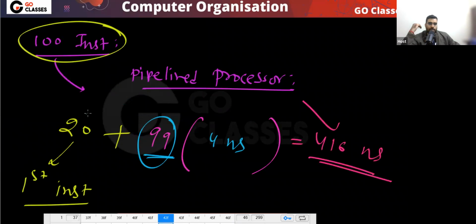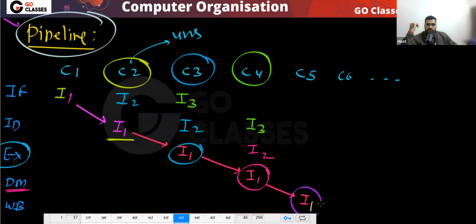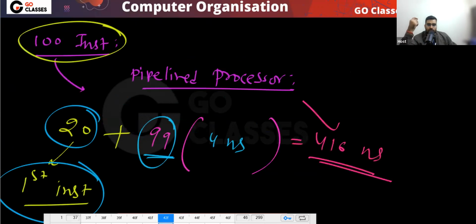So in the pipeline, what will happen? For the first instruction, you will take 20 nanosecond, but after that, in every cycle, one instruction will come out. In the next cycle it will come, in the next cycle it will come, and so on. So for the first instruction you will need 20 nanosecond, but all the remaining instructions will need only one cycle.